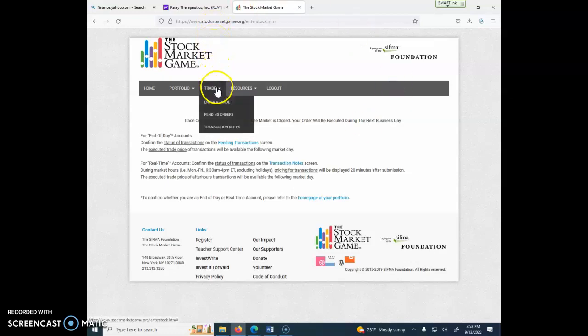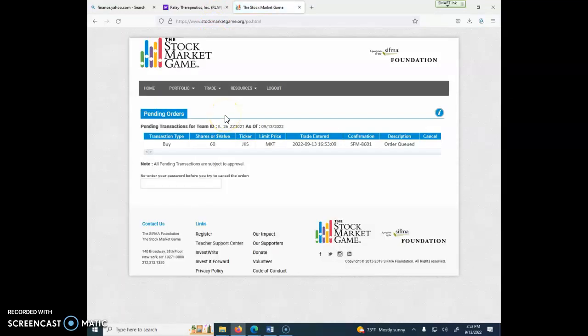If I go over here to trade, I can look at my pending orders. Actually, the one I just did isn't showing up yet. Oh, there it is. It is showing up right there, JKS. You may not see this show up automatically right away. Sometimes it takes a few minutes for the pending order to show up. But that's the order I just executed. And tomorrow I should see that in my portfolio. It's not in my portfolio yet because it takes a day to get it into your actual portfolio. But at any rate, I know that I have placed that order. And so there we go. That's how you place an order in the stock market game.